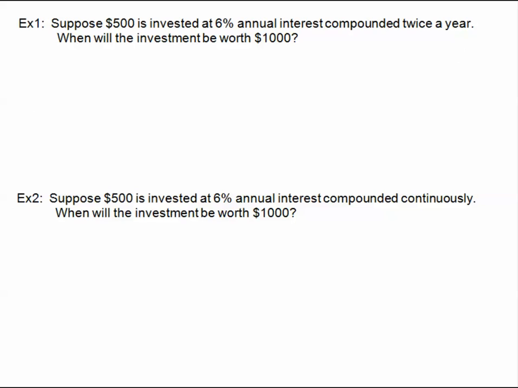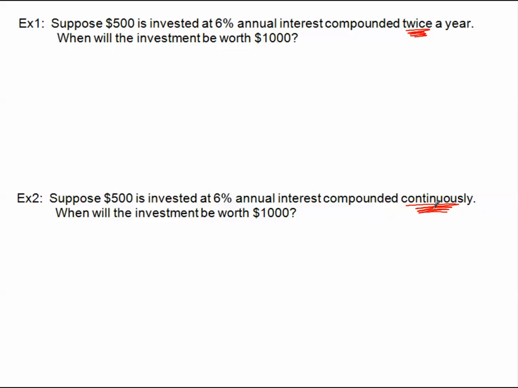These problems are almost identical. There's only one change. In this first one, we're compounding our money twice per year, and in the second one, we're compounding continuously. Everything else stays the same. We're investing $500 at a 6% annual interest rate, and we're trying to see how long it's going to take to double to 1,000. So I'm interested to see how long it takes if we're compounding twice a year versus if we're compounding continuously.